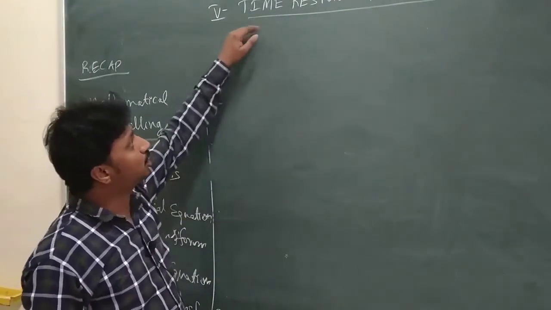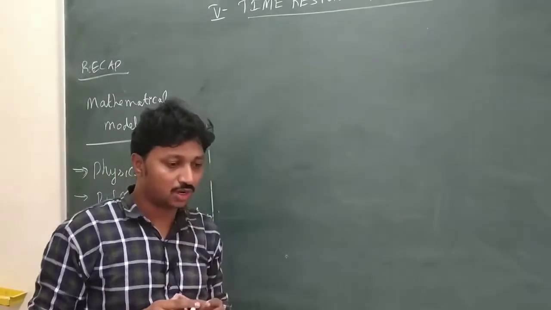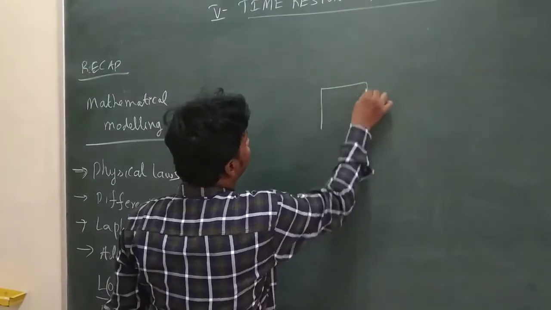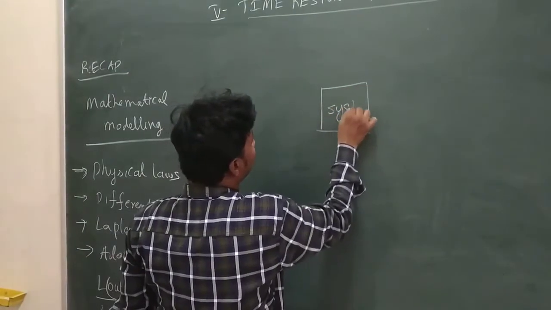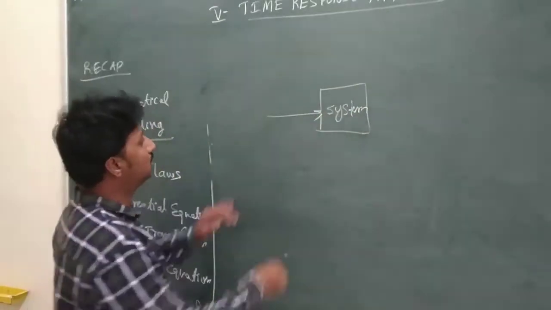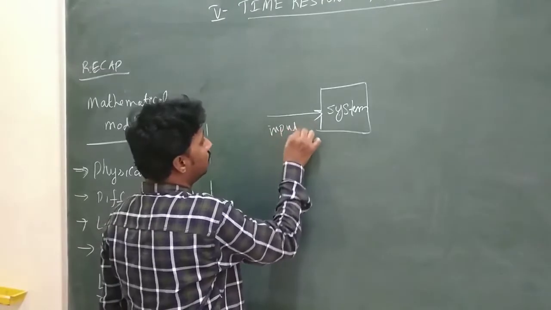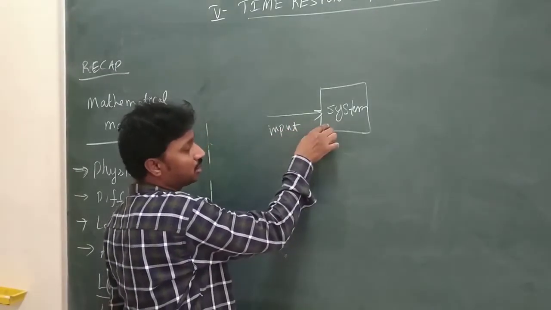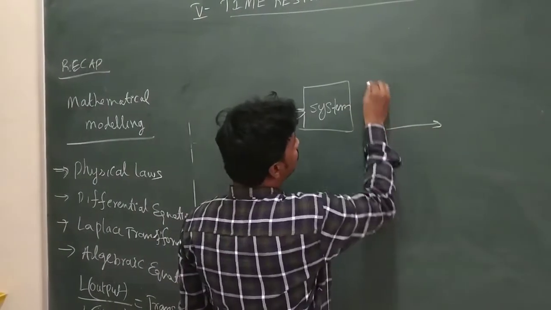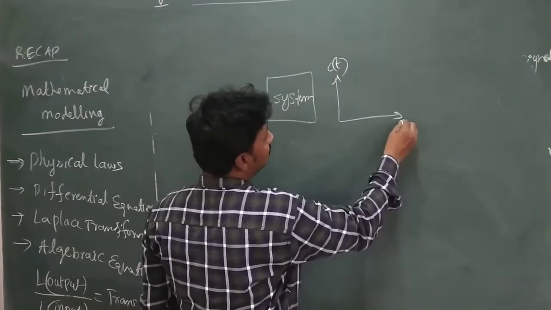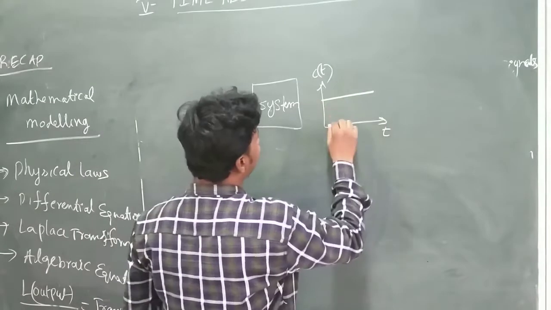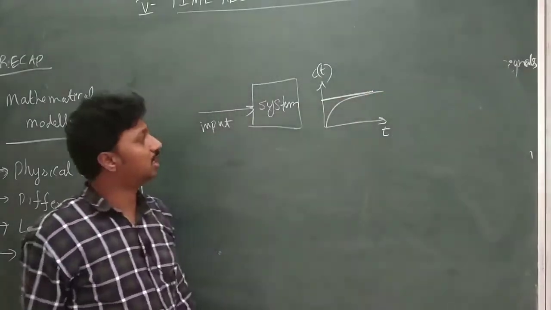So I'll remind you again, time response analysis means you are interested to analyze the system. Here, if you take any system, this system is subjected to some input. After you give input to the system, you will get the response. Let's say this is C of t and this is the t. So this is the input, okay? For example, you will get a response like this, right?